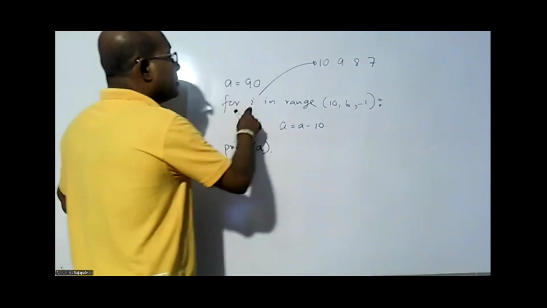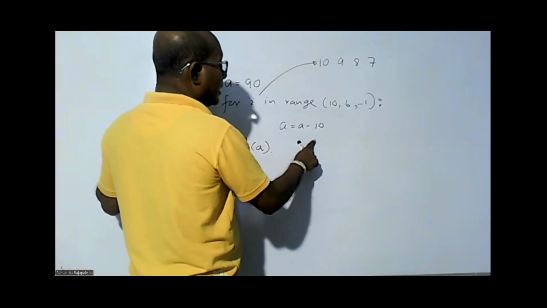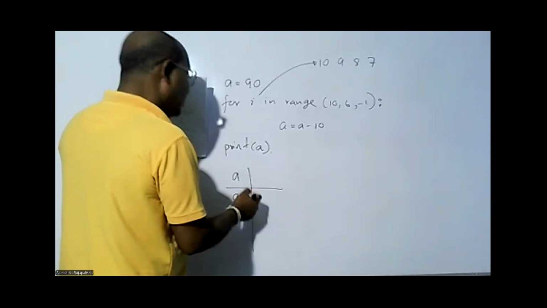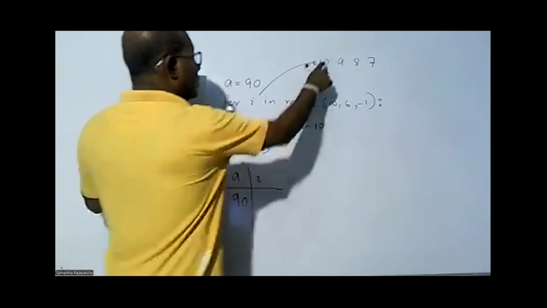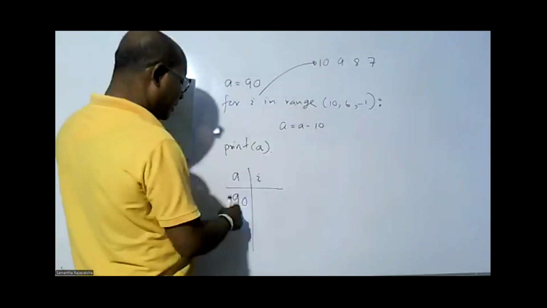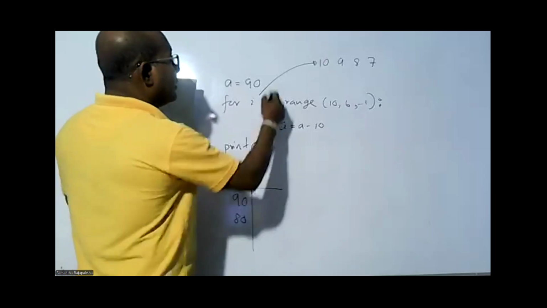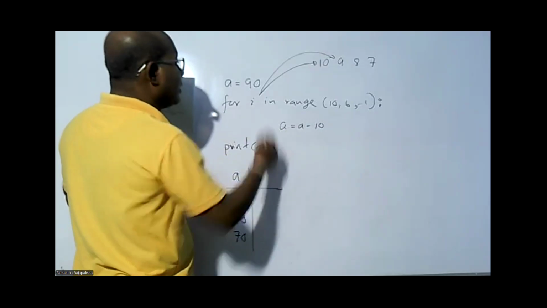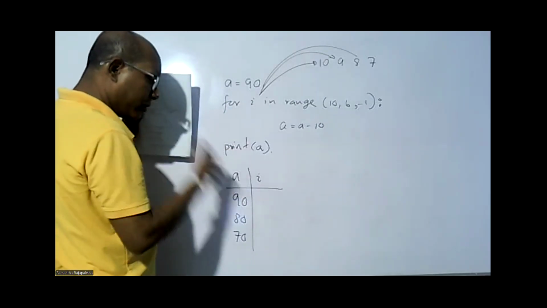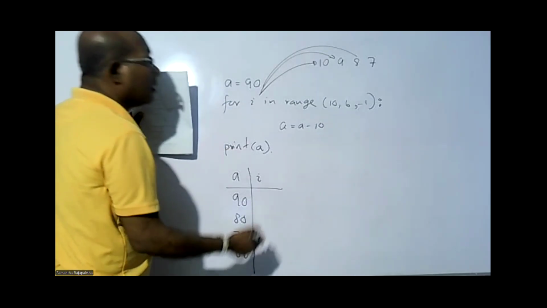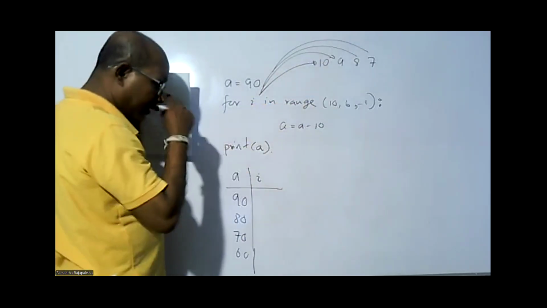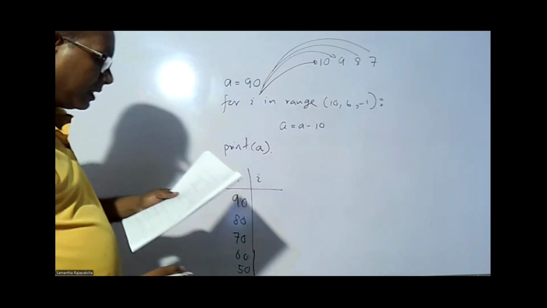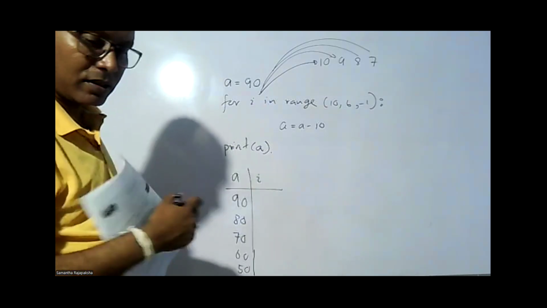So what happens when I is 10? This will run and reduce by 10. So A is how much? 90. So A is 90. I is initially equal to 10, it executes and reduces by 10. Then it becomes 80. Then I is equal to 9, so we run this command. Then it reduces by 10, 70. Then I is equal to 8. You reduce by 10, it becomes 60. Then I is equal to 7. In that case, you reduce by 10 and it becomes 50. So then you print, it should be 50. Answer should be 50. Okay.